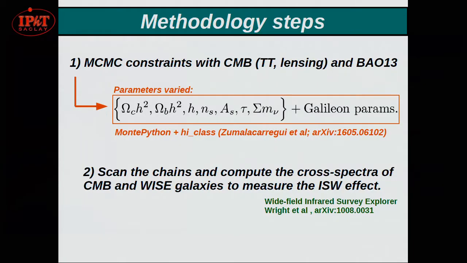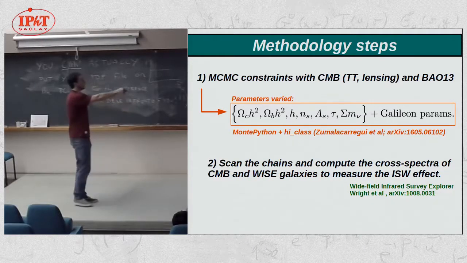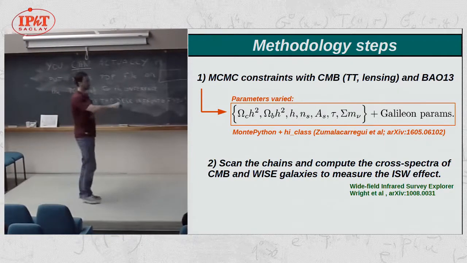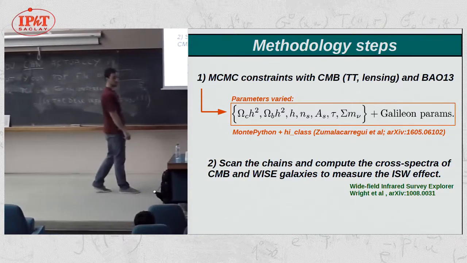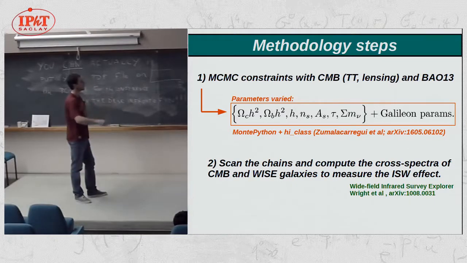So step number one is pretty straightforward. This is just standard parameter inference. Perhaps just emphasize that we're going to be using the Planck 2015 data for both temperature and lensing. And we are using a slightly outdated BAO compilation. BAO 13 here means the compilation of BAO data that was used by the Planck 2013 analysis. The reason why we're doing this I'm going to explain later on in this talk.